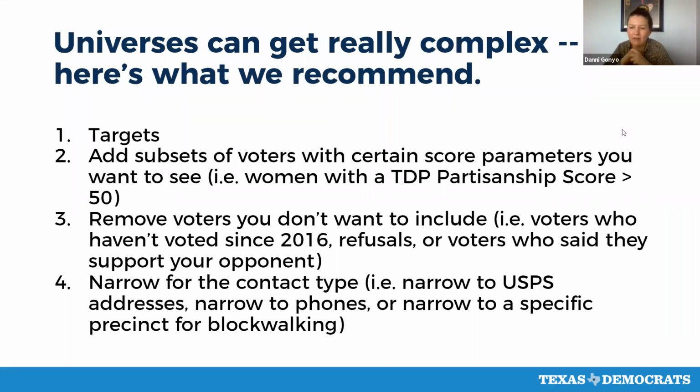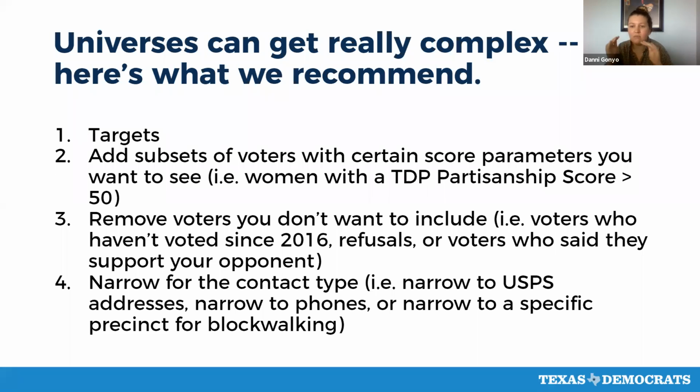The order that we kind of recommend doing things, and this is the way that I usually do it, there's no real wrong way to do it, but this can help keep you a bit more organized as you're creating complex lists of voters for voter contact purposes. We recommend starting out with targets as your base group, and then adding in subsets of other voters with certain score parameters you want to see, then removing voters you don't want to include, and then narrowing for the contact type or narrowing to your district for block walking.